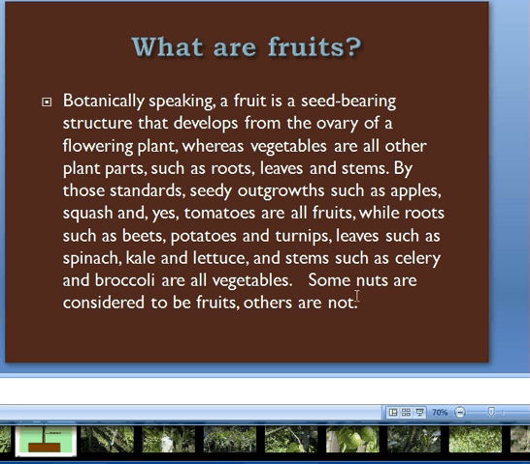Now, interesting enough, some nuts are also considered to be fruits depending on how they develop, while others are not. So make sure that you know the scientific definition in your lesson of what a fruit is, a vegetable, and know that some nuts are considered to be fruits depending on how they develop, while others are not. Even though in just general life, we never consider nuts to be fruits or vegetables.